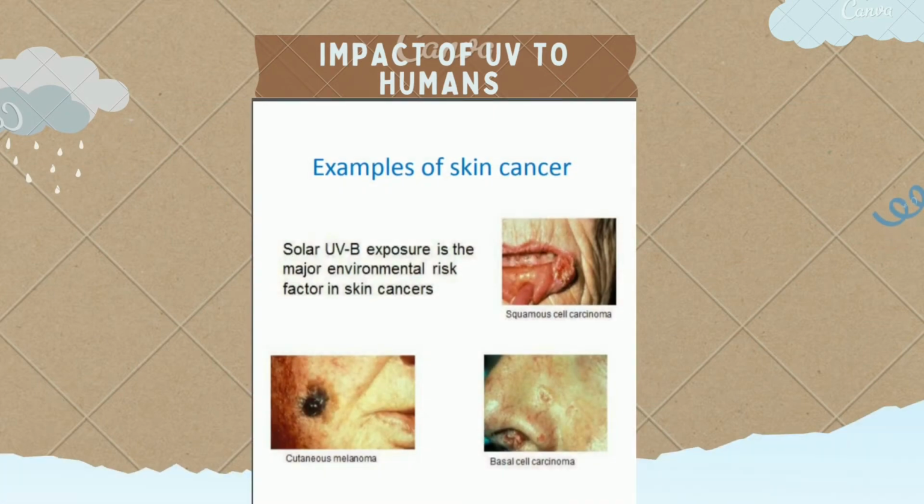Examples of skin cancer. Solar UVB exposure is the major environmental risk factor in skin cancers. As you can see in the images, this is what happens to your skin if you are exposed to solar UVB for a long period of time.